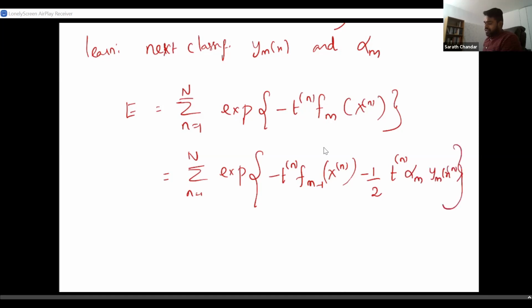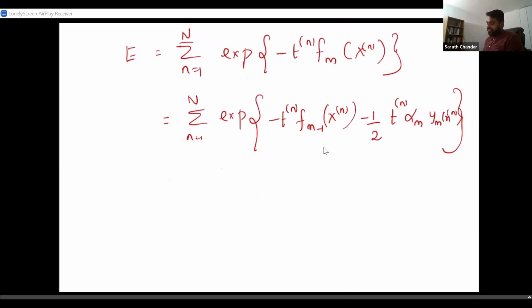So what have I done here? I just took the common error function and divided it into two parts. The first part is the error if I'm using up to m minus 1 classifiers, and this is the error due to the mth classifier. Now you can see that this part is constant, because we are currently focusing on learning alpha m and ym. So I'm just going to call this some w. This is how we obtain our weights.